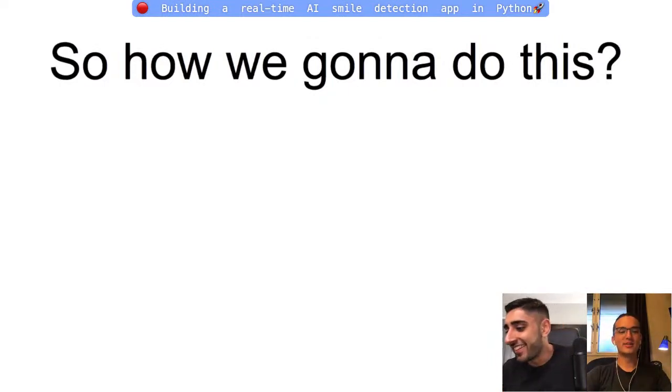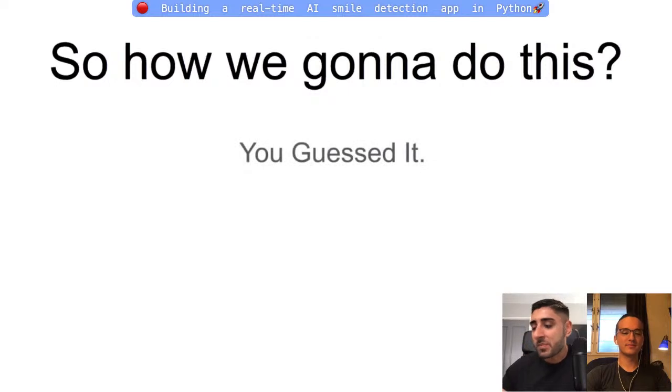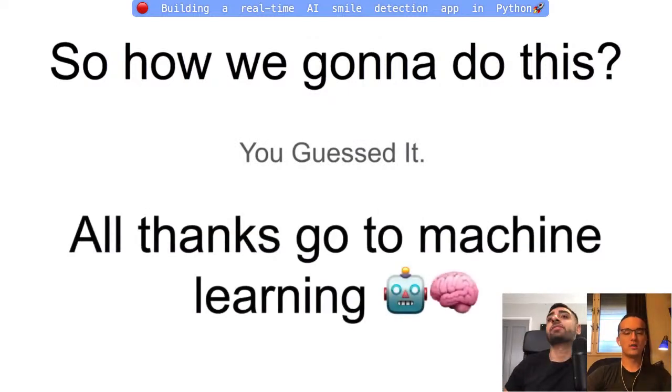All right, so how are we gonna do this? You guys guessed it. All things go to machine learning. So we're gonna be doing that. We're not gonna be training anything, but we're gonna be doing some pretty crafty stuff in the app with some pre-trained models this time. It gets a little bit fancy here and there, but I'll explain how it's happening.